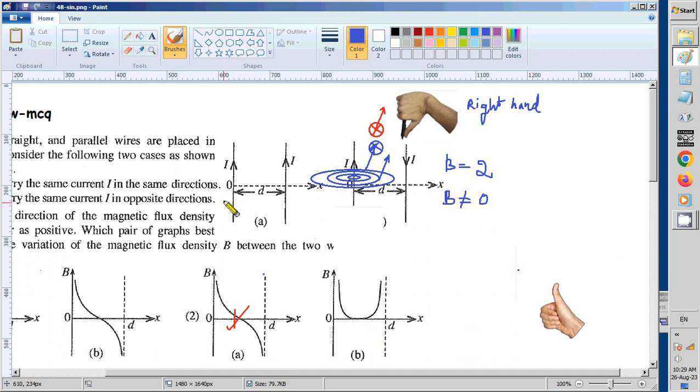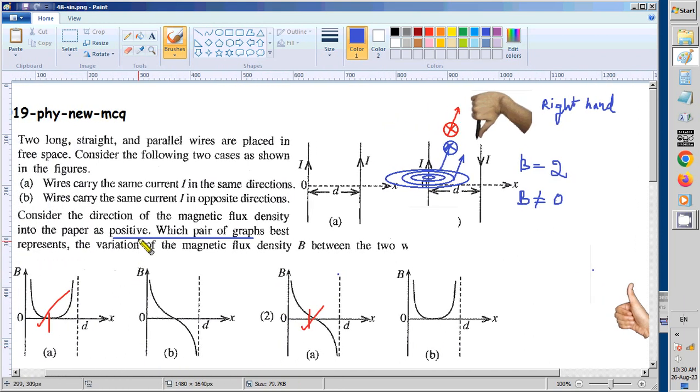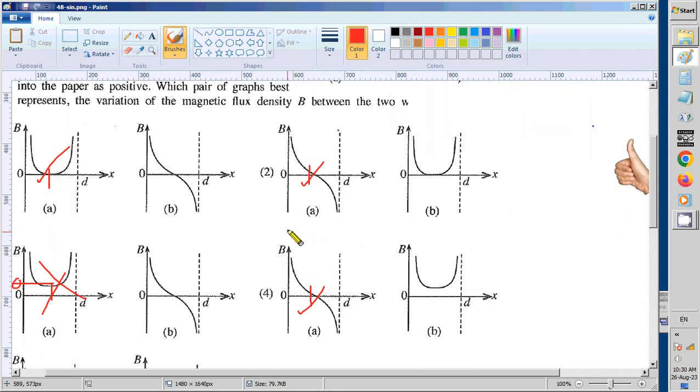So it is some positive value, because we have to take flux density as positive when it goes into the paper. Into the paper as positive, we have to take it. So this one is into the paper, so positive, both positive. The final one is also positive, therefore we have to select the second graph, positive. So this one, 0, is wrong.